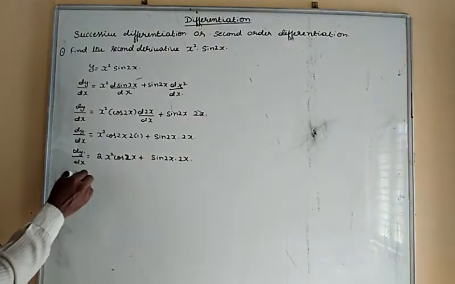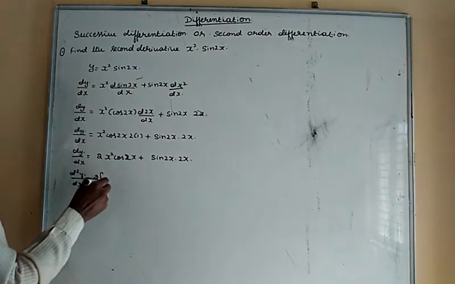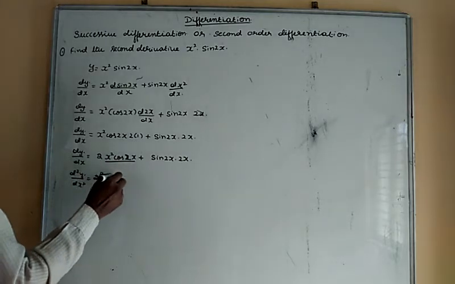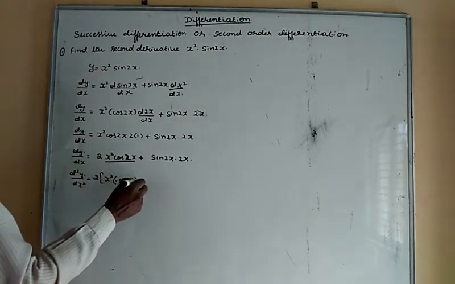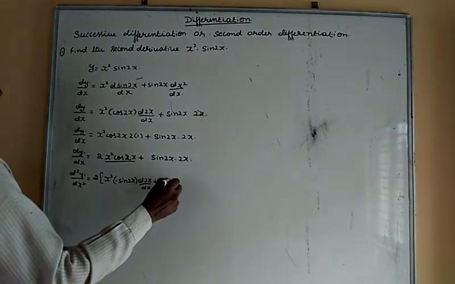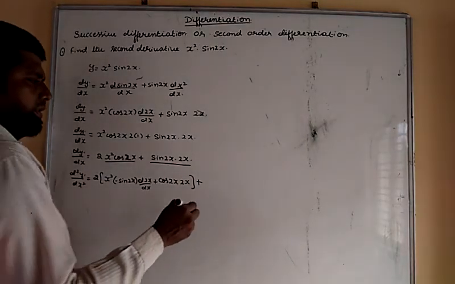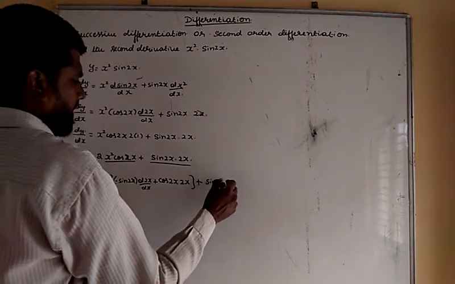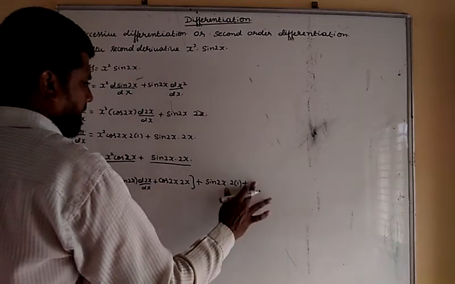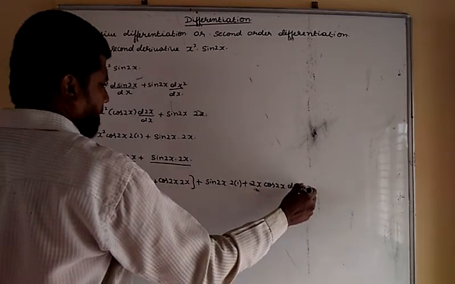Then again, second order differentiation, d square y by dx square is equal to 2 is a constant. So these are the two functions. For the first function I am applying the product rule directly. Cos differentiation is minus sine 2x, then differentiation of 2x by chain rule, then plus cos 2x into differentiation of x square, which is 2x. Then plus apply the product rule here: first function as it is, differentiation of second function, 2 is constant, x differentiation is 1, plus second function into differentiation of first function, differentiation of 2x.